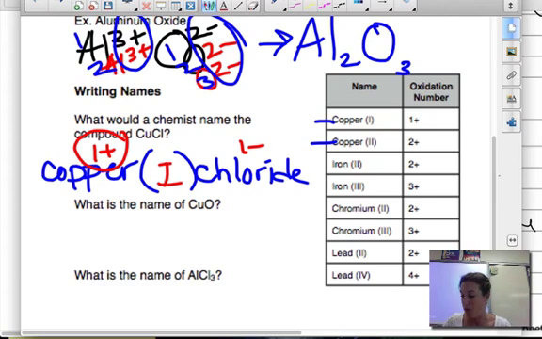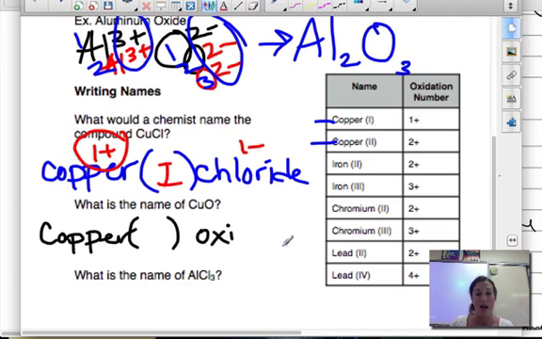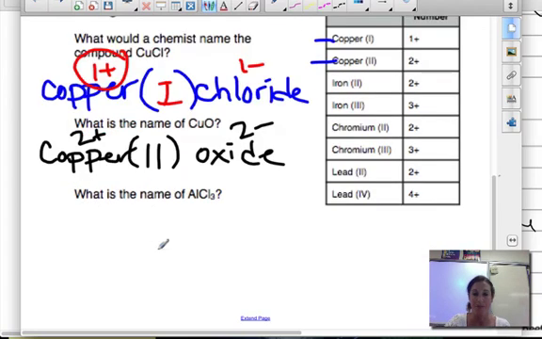All right, next example, CuO. Cu again is copper, needs a Roman numeral, and then O is oxygen. I list it second as oxide. Oxygen is found in group 6, has a -2 charge. Therefore, this copper has to have a +2 charge. So I put Roman numeral 2 in parentheses.